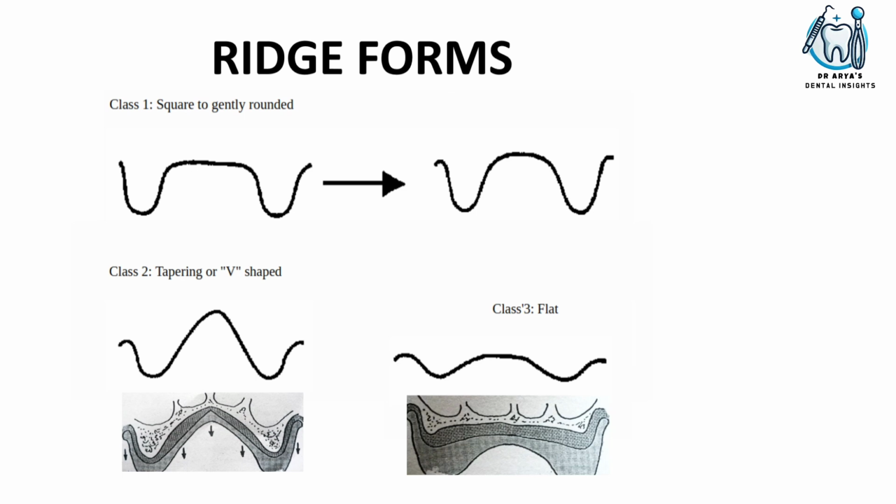So the maxillary ridge and vault form should be classified as class 1, it is square to gently rounded. It is most favorable. Height resists lateral displacement. Parallelism of its sides maintains the seal to resist vertical displacement. Class 2 is tapering or V-shaped. Here a V-shaped vault is there. It resists lateral displacement, but vertical displacement breaks the seal. And class 3 is flat. Here it's a flat vault and resists vertical displacement with little resistance to lateral displacement.